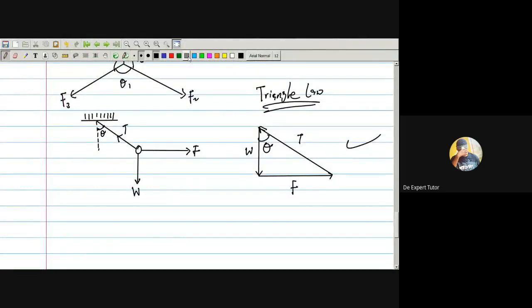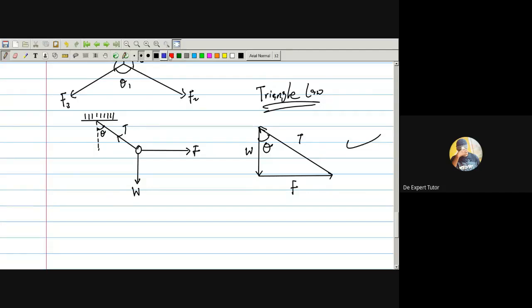Pay attention. Have it in your mind that when the body is at equilibrium like this, upward force equals downward force. The forces on the right hand side are equal to the forces on the left hand side. That's the simplest way you can use. I'll say it again. All the forces going upward added together equal the total force going downward. Also, all the forces to the left are equal to the sum of all the forces to the right.